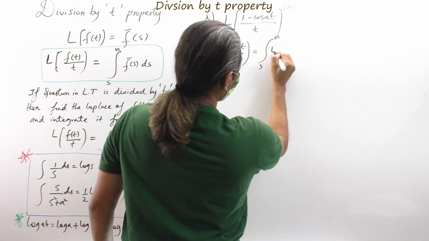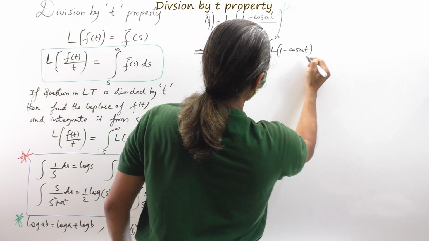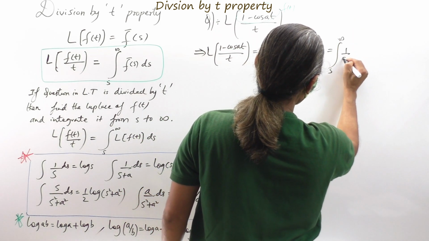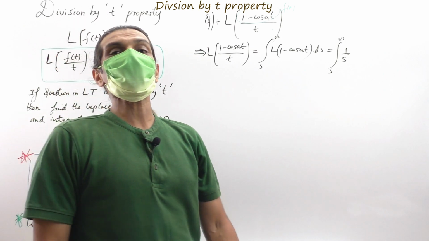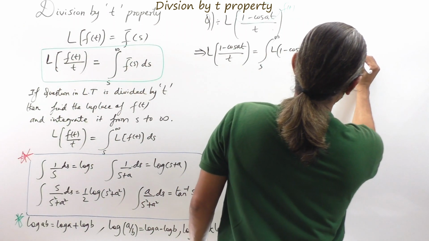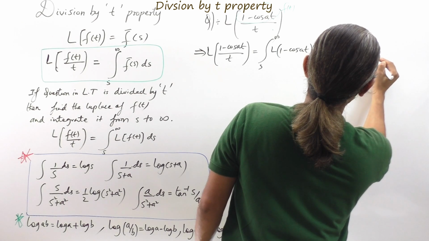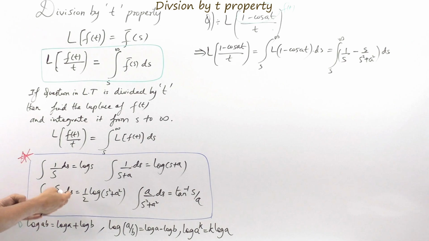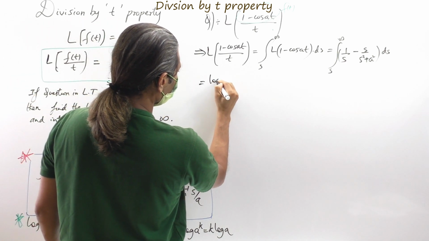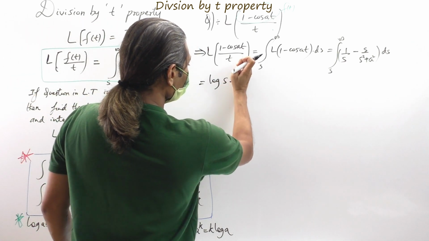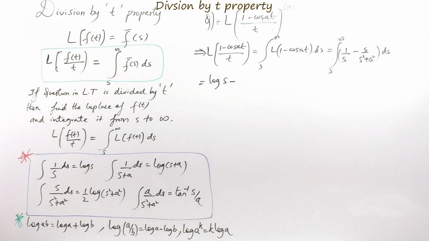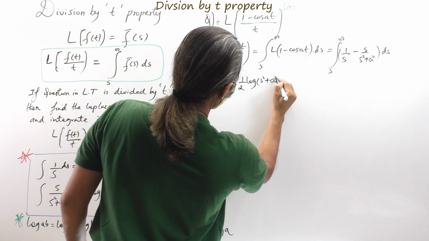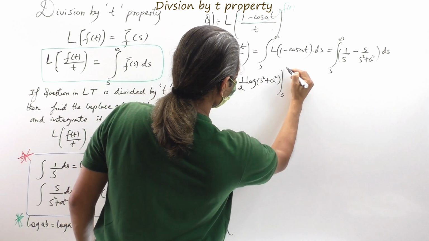Now, Laplace of 1 minus cos of a t into ds. So, that will be integral from s to infinity, Laplace of 1 is 1 by s, because Laplace of a is a by s, as you know. Laplace of cos a t is s by s square plus a square, ds. Now, as you know, integration of 1 by s is log s. So, we have log of s minus, what is integration of s by s square plus a square? It is 1 by 2 log of s square plus a square, and the limit from s to infinity.